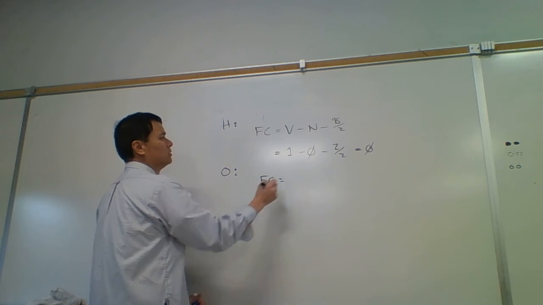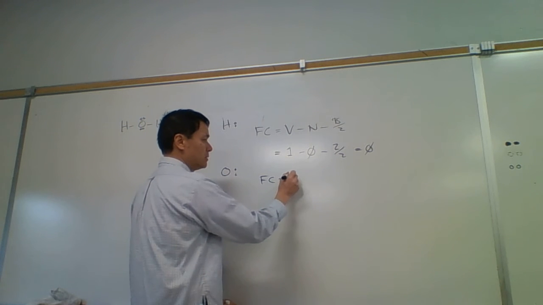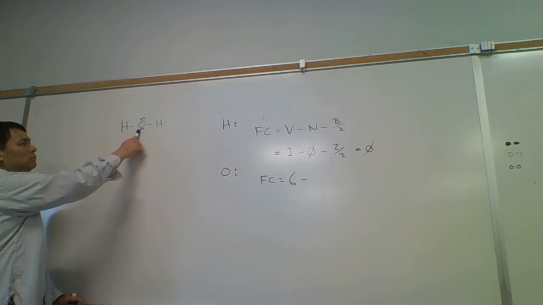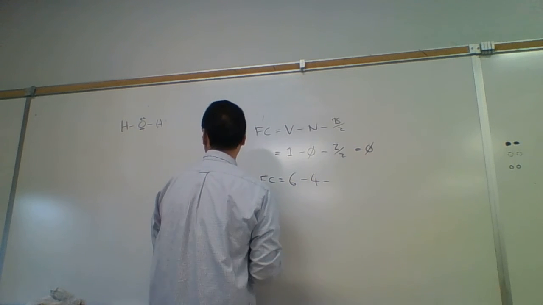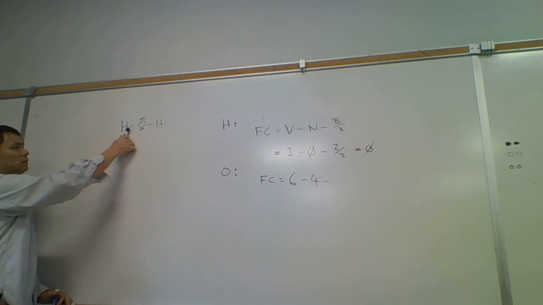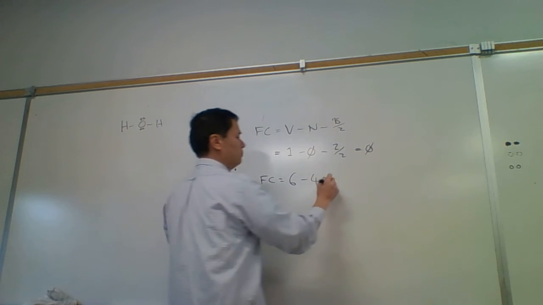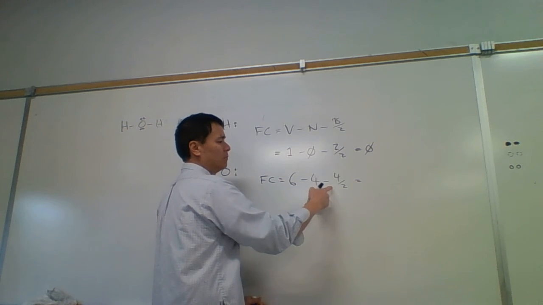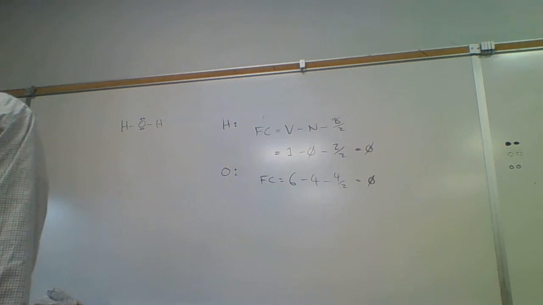Okay, the formal charge is equal to, how many valence electrons does oxygen normally have? 6. Okay, minus the number of non-bonding electrons: 1, 2, 3, 4. Minus the number of bonding electrons divided by 2. How many bonding electrons? 1, 2, 3, 4. 4 divided by 2 is 2. 6 minus 4 minus 2 is 0. So the formal charge is 0 on all of those.